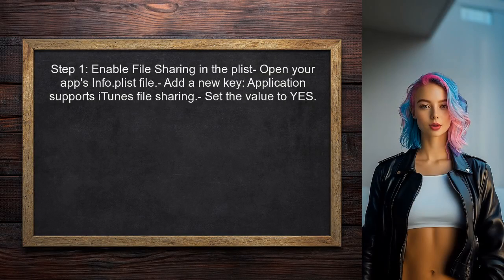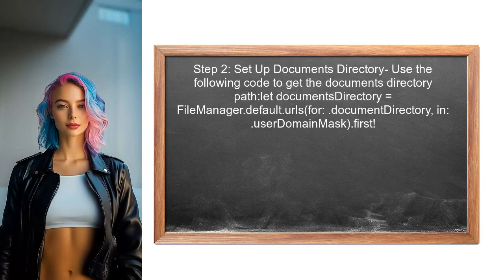To begin, the user needs to enable file sharing for their app. This is done by modifying the app's property list file, known as the plist. Next, the user should ensure that their app's Documents directory is properly set up. This is where files will be stored and accessed by the Files app.